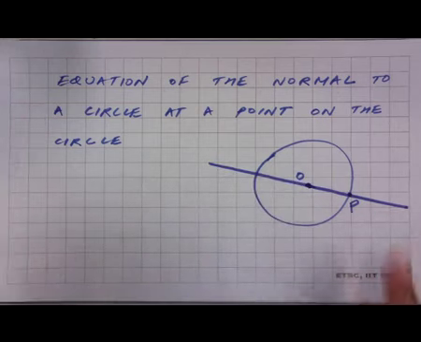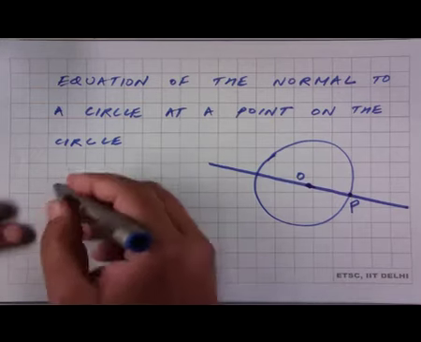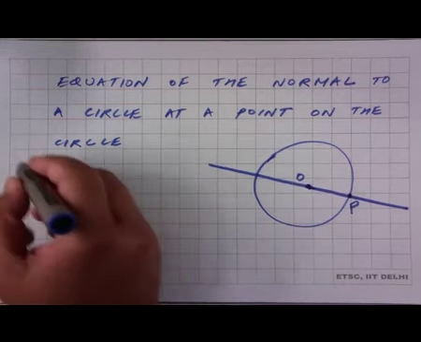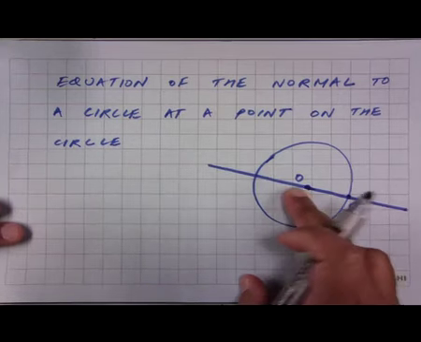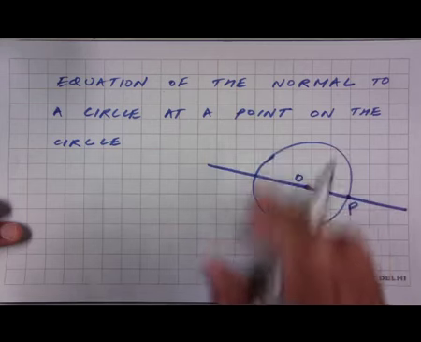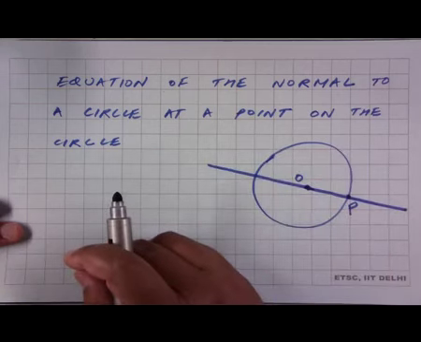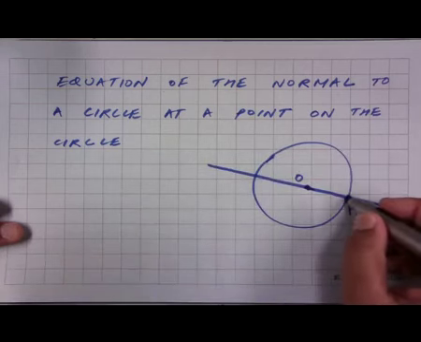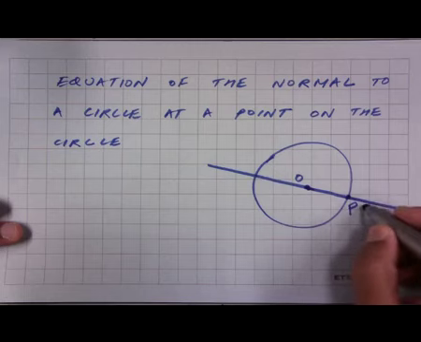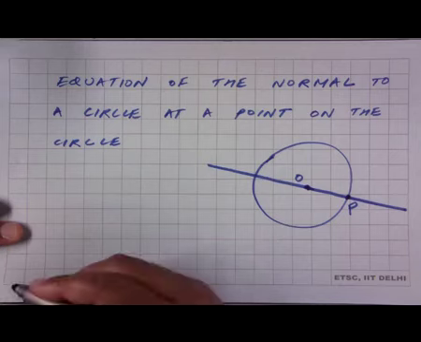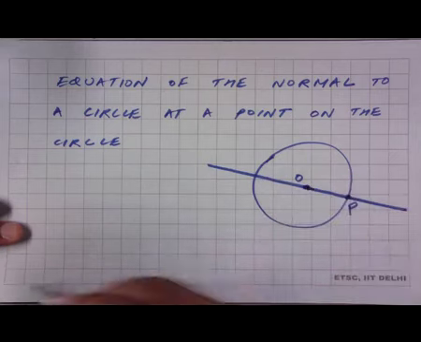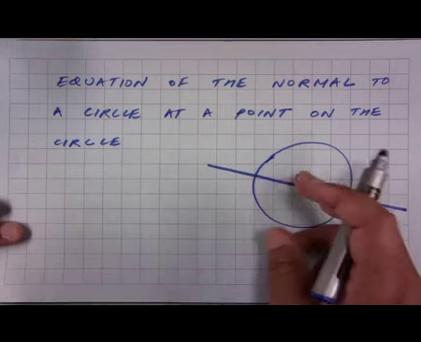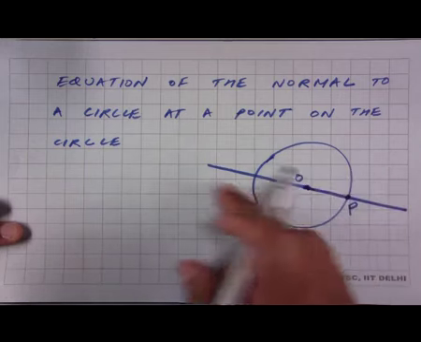So, now the objective is that if we are given the equation of the circle and if we are given the coordinates of this point P, which is on the circumference of the circle, then the objective is to find the equation of this normal.